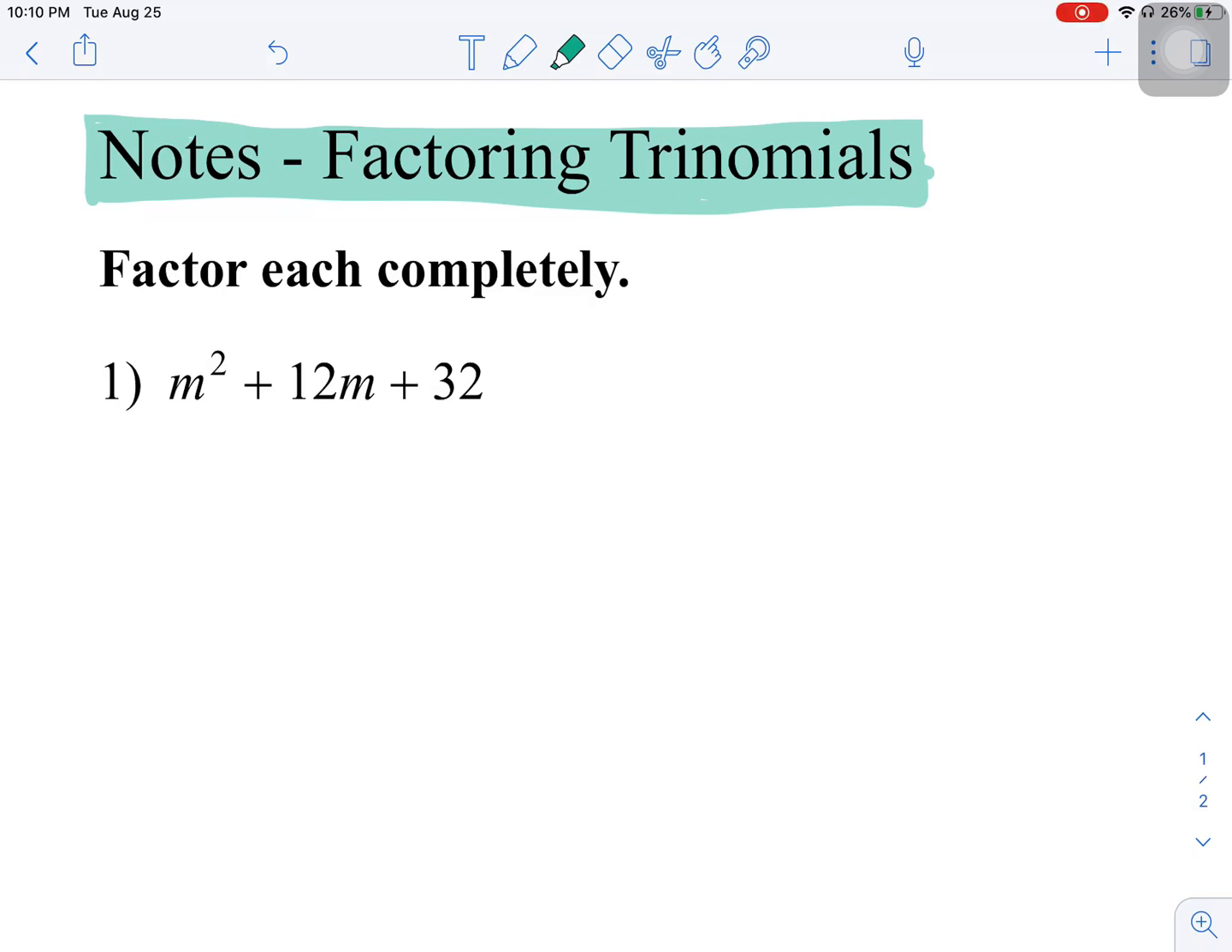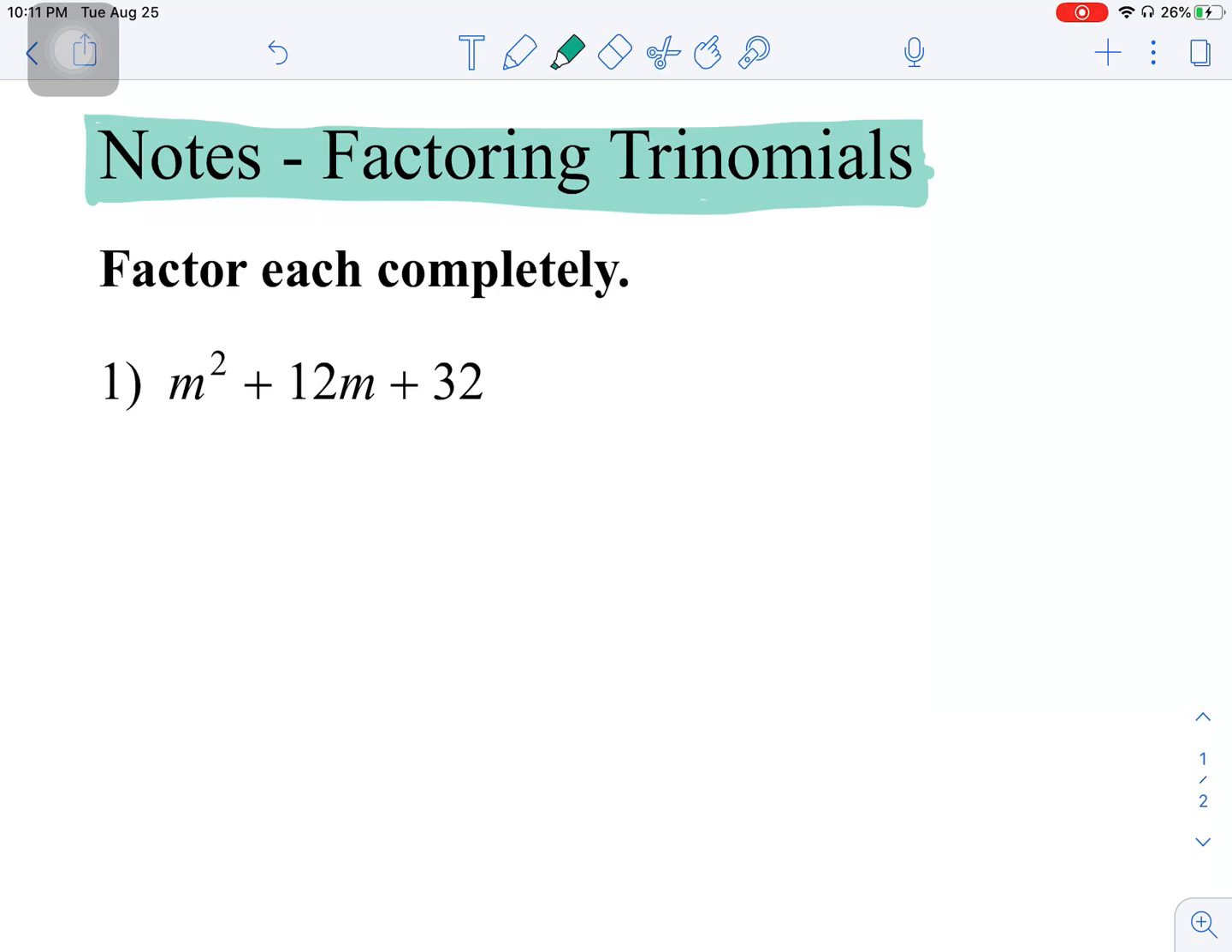In this video, we're going to go through some examples showing you how to factor some trinomials. One of the things that we'll look at is what happens when your trinomial has a leading term other than 1. For a lot of the examples, it's just going to be a 1 in front. So problem number 1 here, example number 1, m squared plus 12m plus 32.